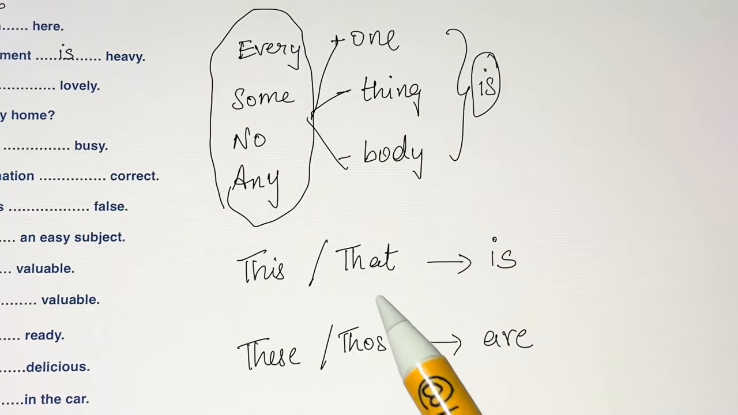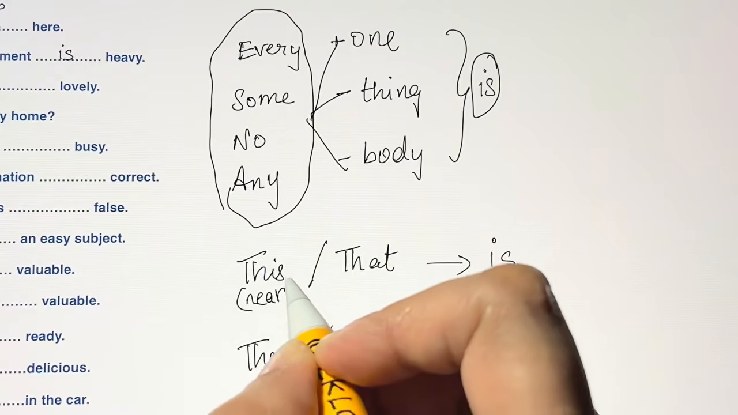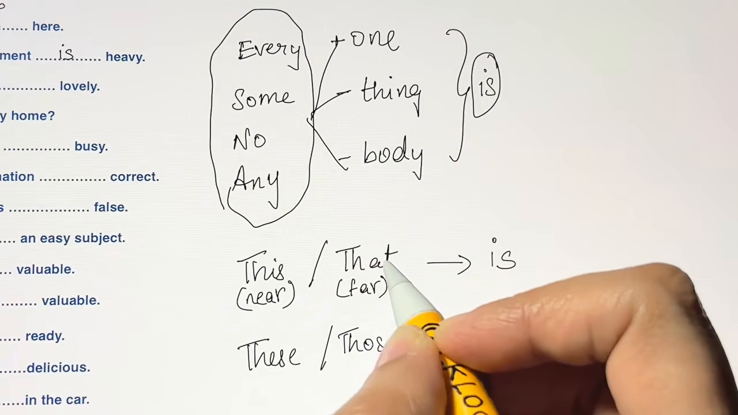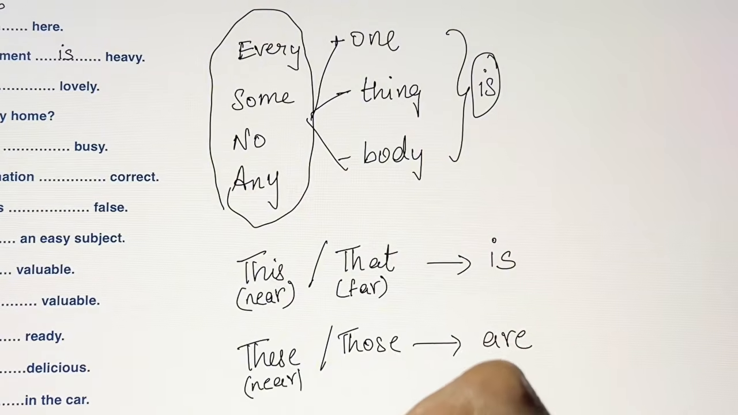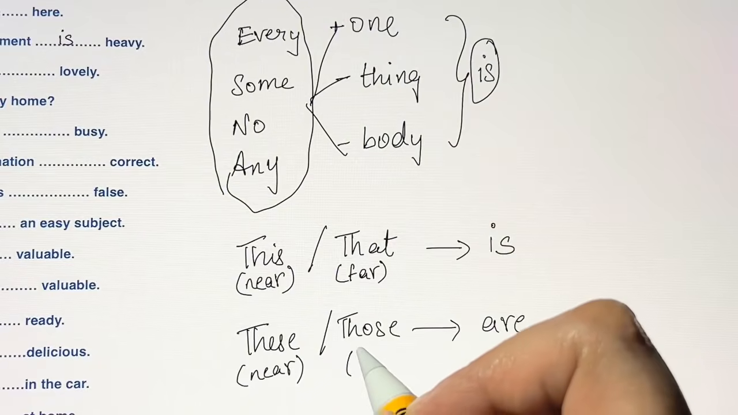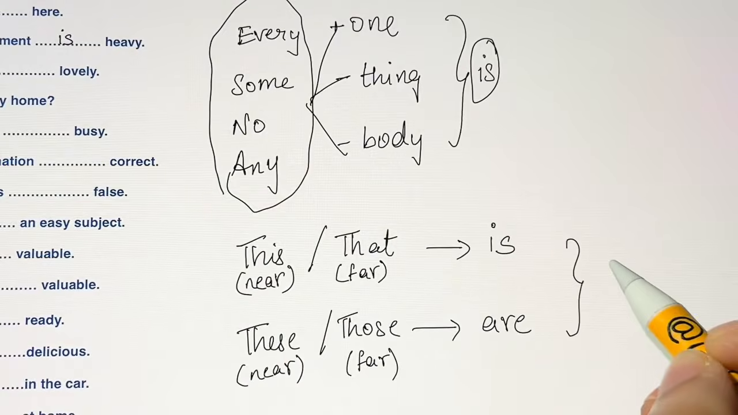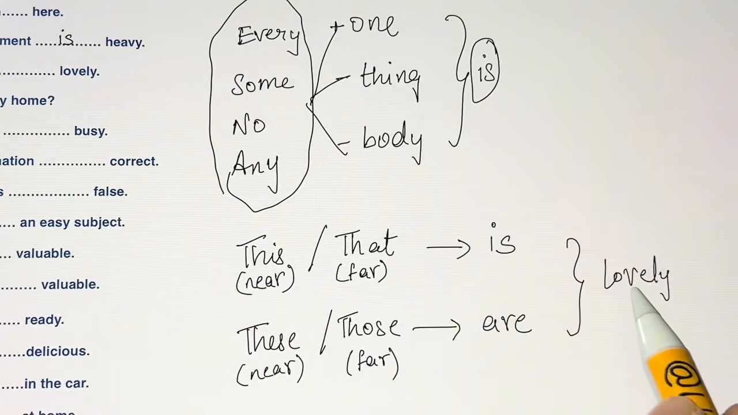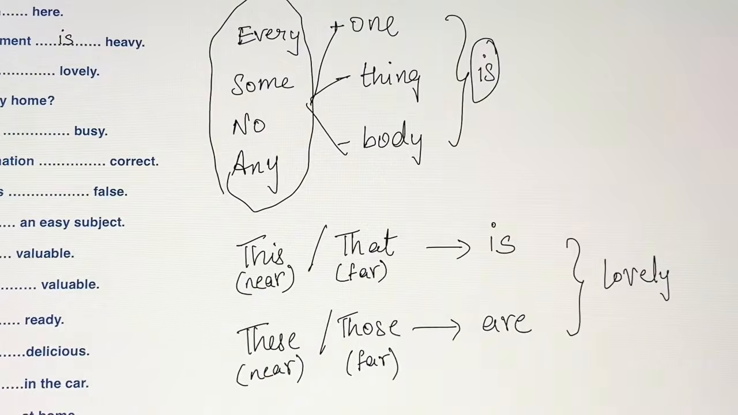Now there is one more difference between them. This as a singular subject means something is near. And that as a singular subject means something is far. It's kept far. Now here, these as a plural subject means some things are kept near. Those as a plural subject means the things are kept far. Now let's see. This is, you can say lovely or anything. This is lovely. That is lovely. Now this means something which is near to that. That means something which is far. These are lovely. Those are lovely.